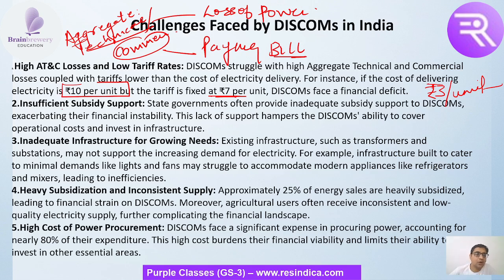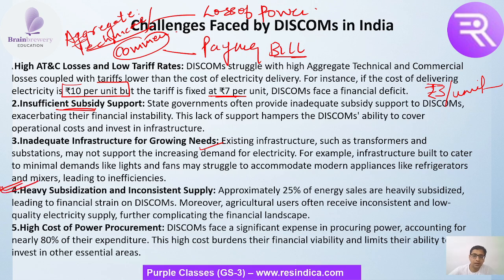Then they are not even getting proper subsidy support. State government and central government don't provide proper support to the distribution companies, and their financial burden keeps on increasing. Because of that, their operational cost is increasing, and very little investment is coming from outside. Then there is inadequate infrastructure for growing needs, right? We need to create various types of infrastructure, we need a better transformer, we need a better substation and everything, but since they are running in losses, they do not have money to invest in the betterment of the infrastructure, right?